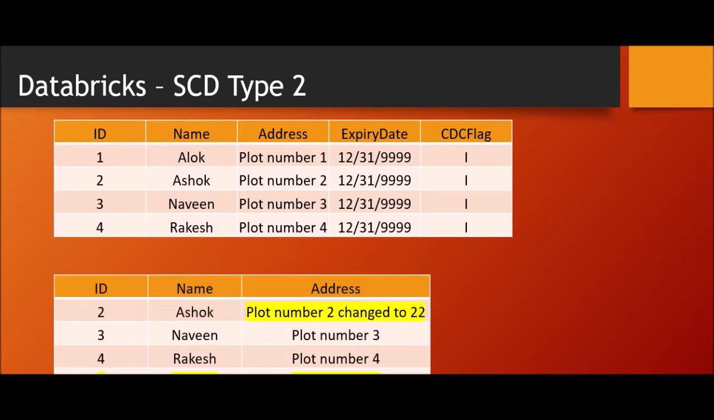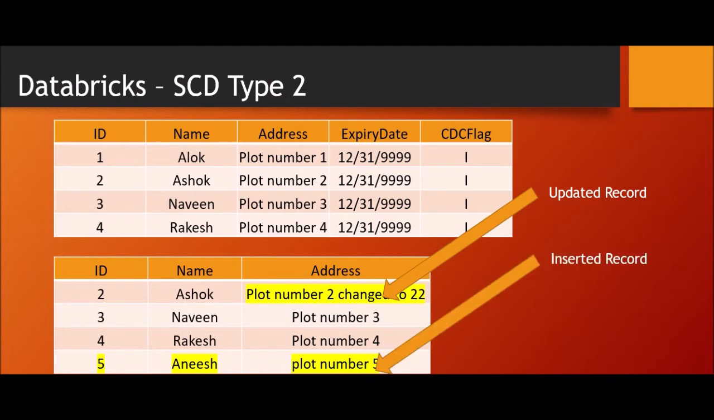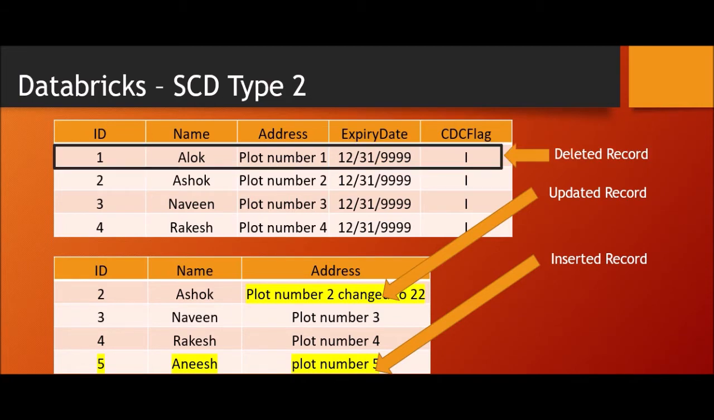Tomorrow you may get new source data from your system. The bottom one is the new data, the new snapshot which we have got. Now if you notice here, you will see that there is one record which is updated, which is ID 2. Now the address has changed. Here you will see one new record has been added, so that is going to be the new insert. And now you will notice the second table does not have the ID 1, so that is actually the deleted record.